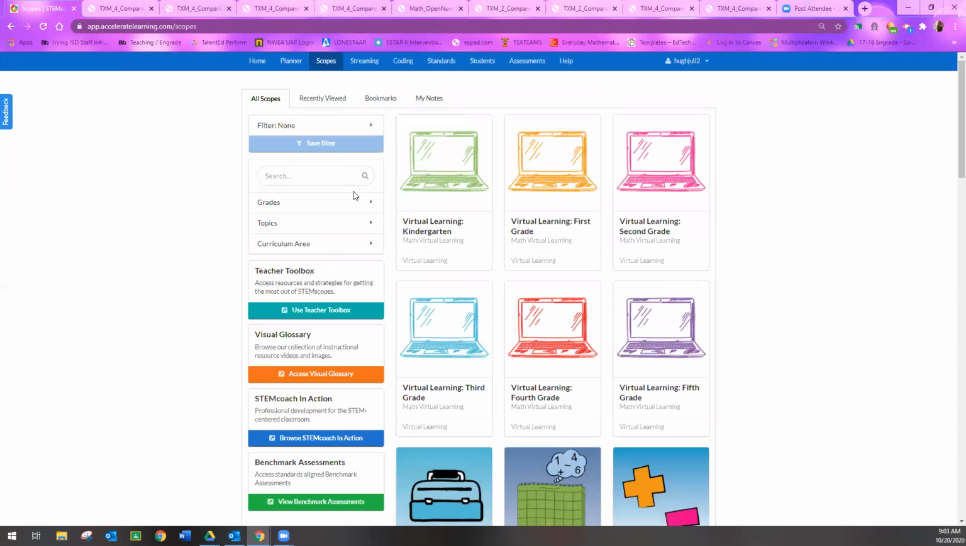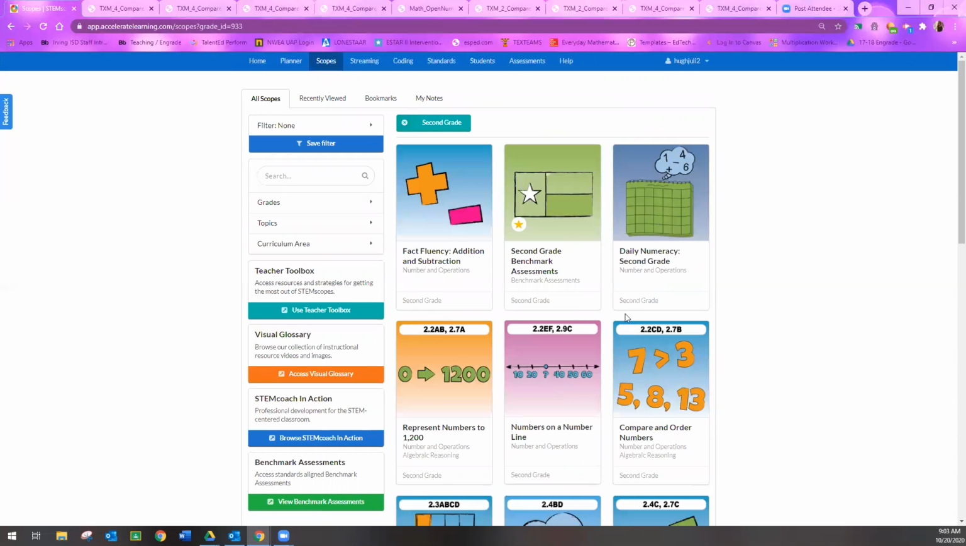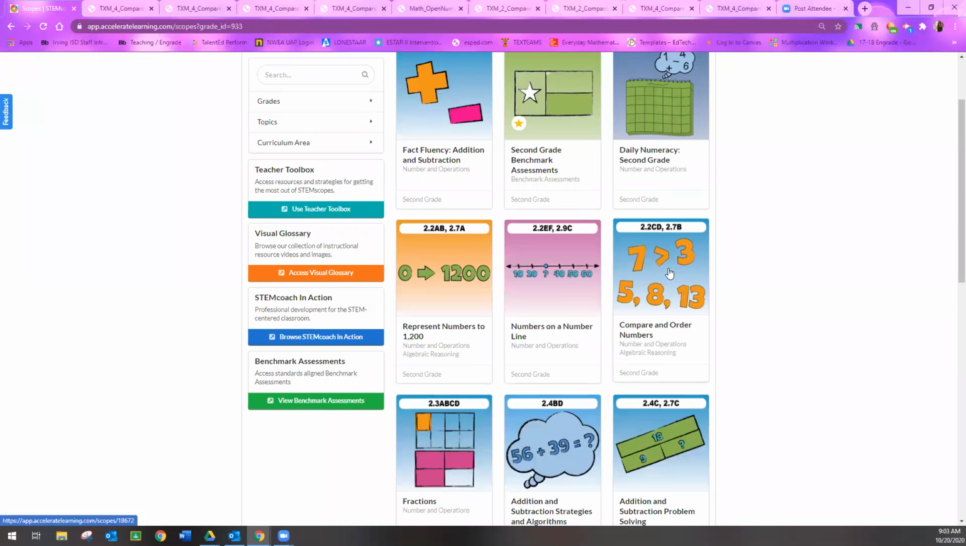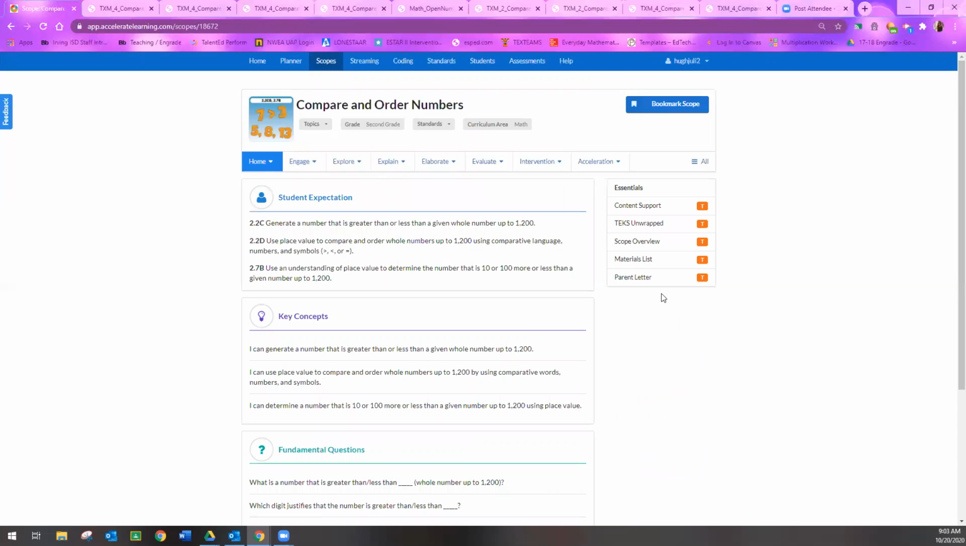And when I looked at that vertical alignment under the 4th grade TEK, I found that the 2nd grade TEK seemed like something that they might be more successful with. So the vertical alignment was 2.2D. So I'm going to click on 2.2D.